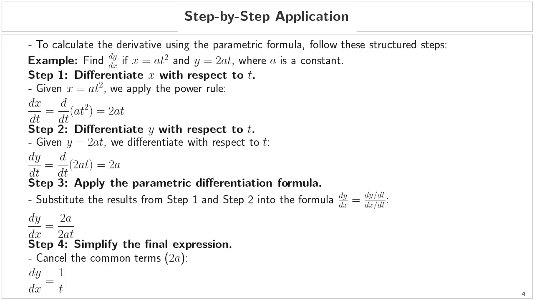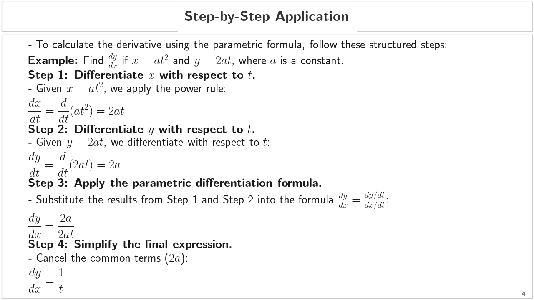Finally, in Step 4, we simplify the expression. By canceling out the common terms, specifically the 2a in both the numerator and the denominator, we arrive at our final result. The derivative of y with respect to x is equal to 1 over t. As we move forward, keep this process in mind, as the next section will highlight some common pitfalls students encounter during these specific steps.